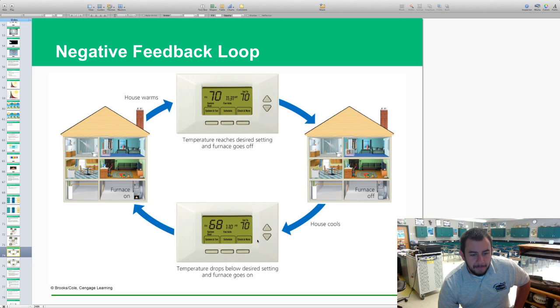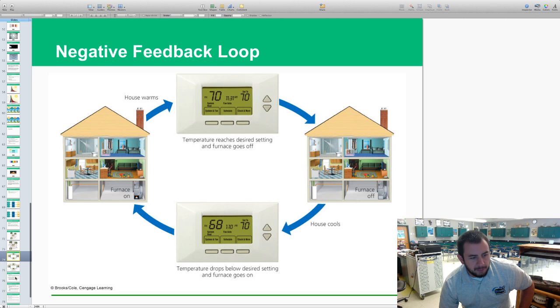So the house is cooling. The temperature drops below that desired temperature, and the furnace goes on again, so going against the grain again, not going towards the cooling, but now it has to go against the grain and warm it up, and then eventually it stops again. So it's going back and forth, working against itself as far as the negative feedback loop goes. That's just one example there.